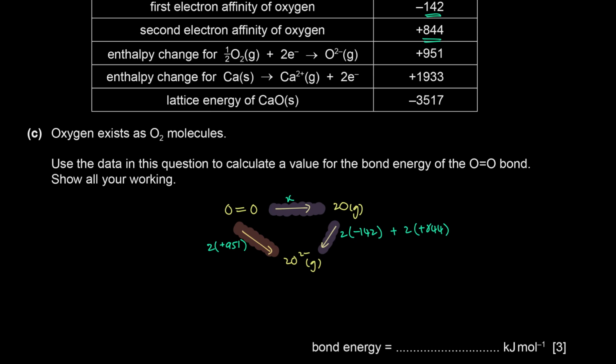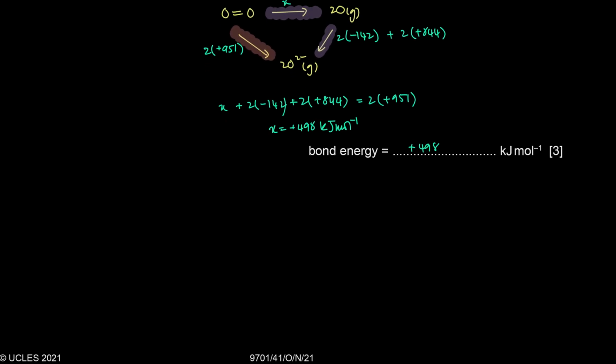So our indirect route over here corresponds to an enthalpy change of x plus 2 times negative 142 plus 2 times positive 844. And this is equal to 2 times positive 951. So if we do the math here, x comes out to positive 498 kilojoules per mole. Plus 498 kilojoules per mole.